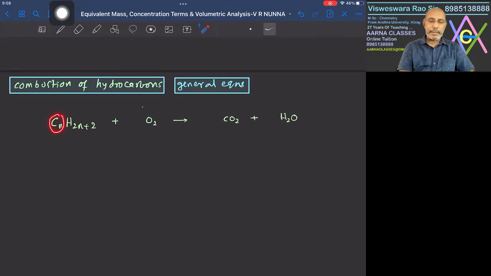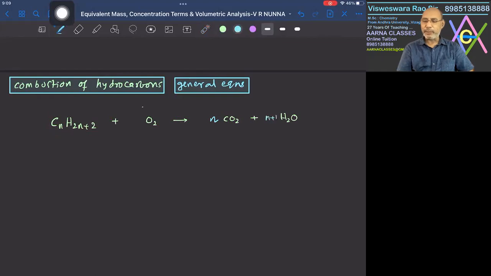Here, how many carbons are there? n carbons are there, so you simply write n here, that means nCO2. And now balance the hydrogens. So first of all, you have to balance the carbons, then hydrogens, and lastly oxygens in combustion reactions. And this is nothing but, you say, 2n plus 2 hydrogens are there.